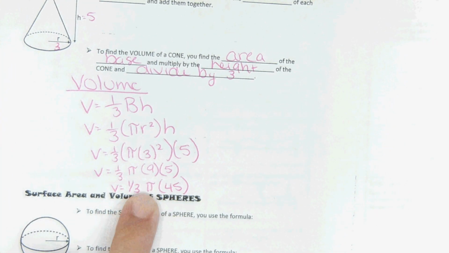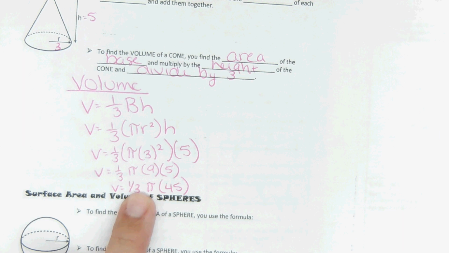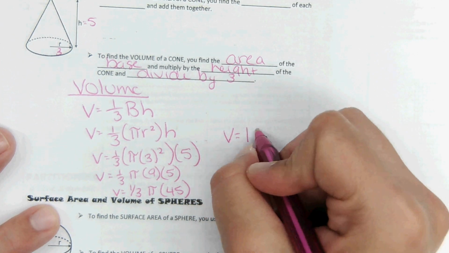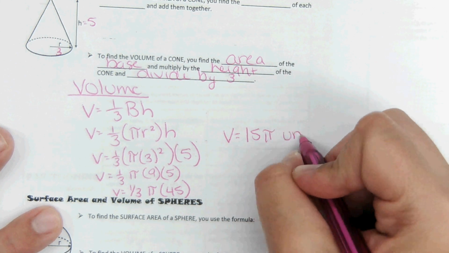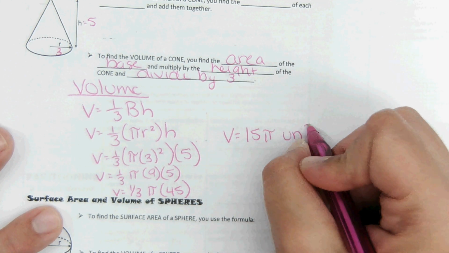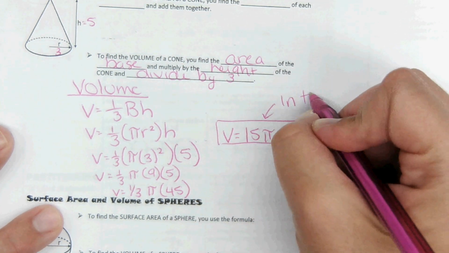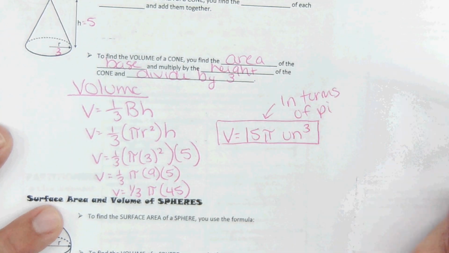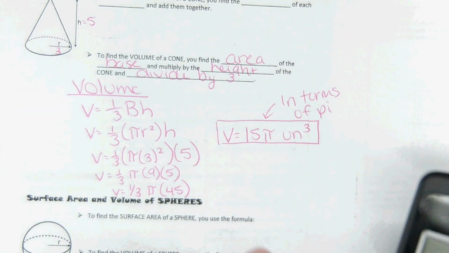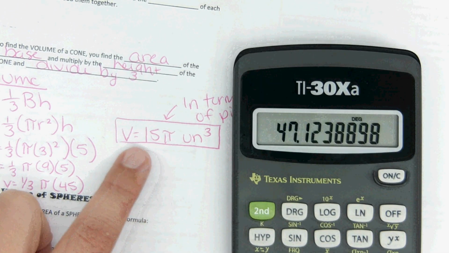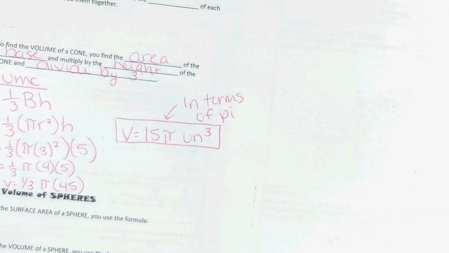Okay, once we get here, we can multiply these numbers in any order. So I'm going to do 1/3 of 45 to get 15. So here I get volume equals 15 pi units cubed. If they asked for the answer in terms of pi, this would be my answer. If the answers were in decimals, I just take it one more step and do 15 times pi equals 47.12.